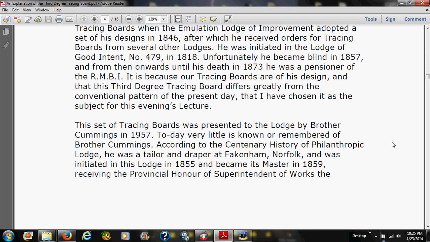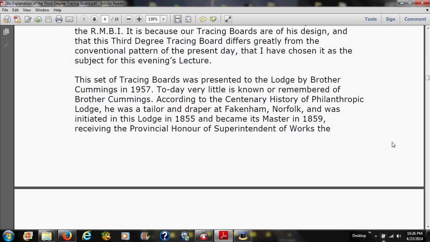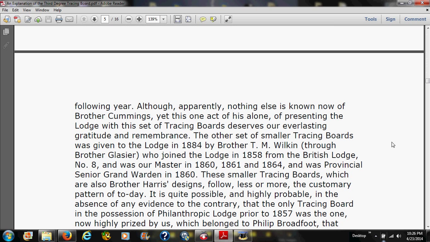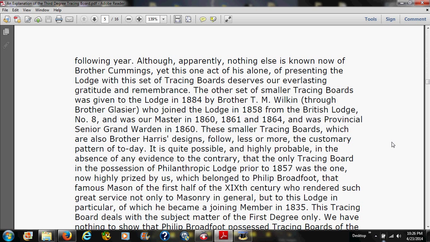And today, very little is known or remembered of Brother Cummings. According to the Centenary History of Philanthropic Lodge, he was a tailor and a draper at Fakenham, Norfolk, and was initiated in this lodge in 1855 and became its master in 1859, receiving the provincial honor of superintendent of works. Wow, in 4 short years. Following year after that. Although apparently nothing else is now known of Brother Cummings, yet this one act of his alone of presenting the lodge with this set of tracing boards deserves our everlasting gratitude and remembrance.